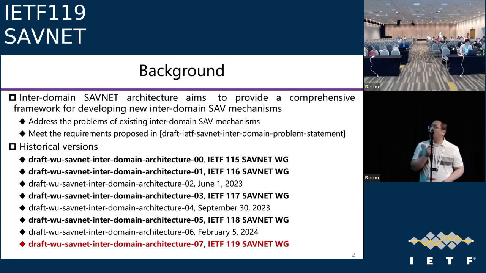Here is a summary of the historical versions. We have submitted 8 versions in total and presented the version 00 to version 05 during the SAVNET working group meetings from IETF 115 to IETF 118. After that, we have updated 2 versions according to the comments and feedback during the IETF 118 SAVNET working group meetings and the discussions in the mailing list. Today, I will present the version 07.